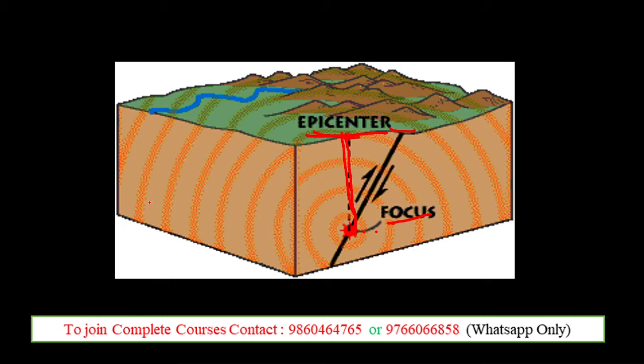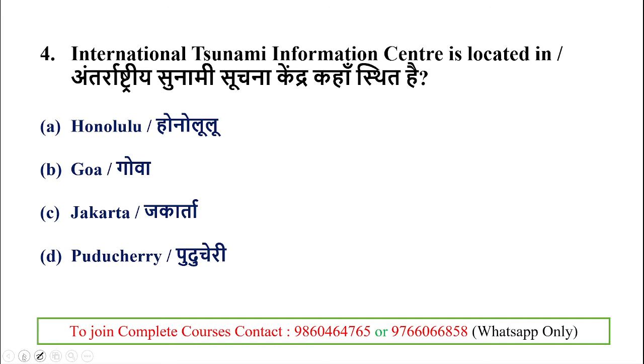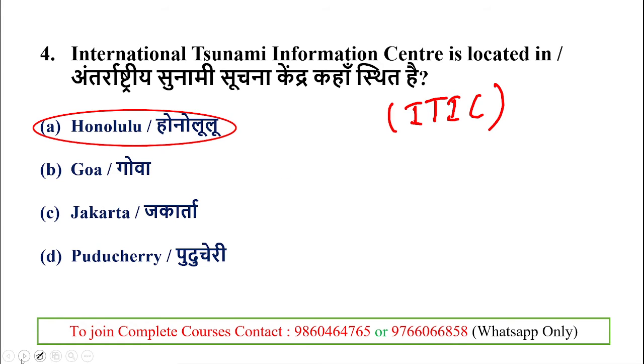Clear? And the next question is related to where the International Tsunami Information Center is located. ITIC is located in which of the following places? That is Honolulu. Honolulu is situated in the USA, and it is the location of the International Tsunami Information Center. Clear?